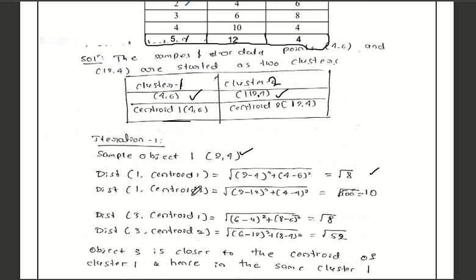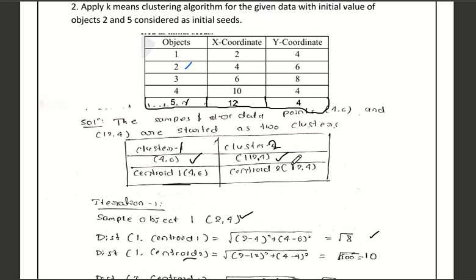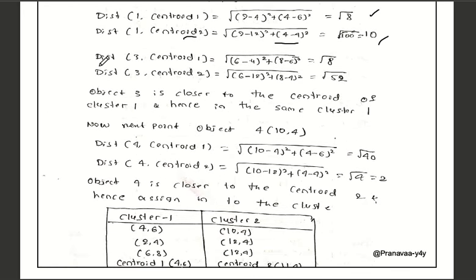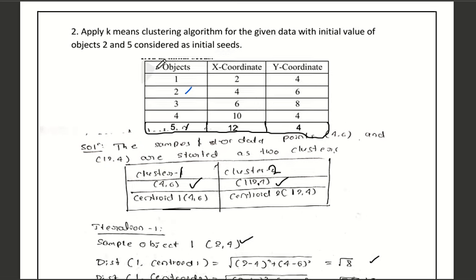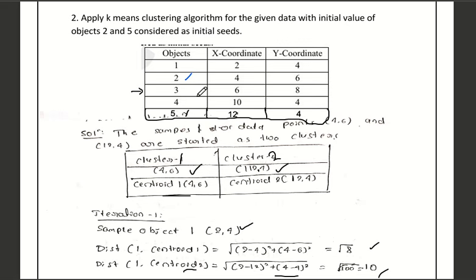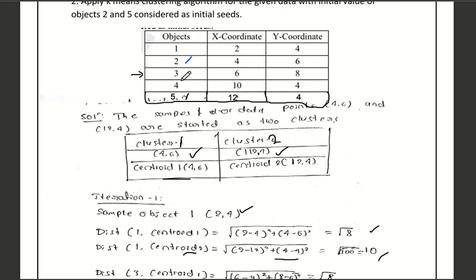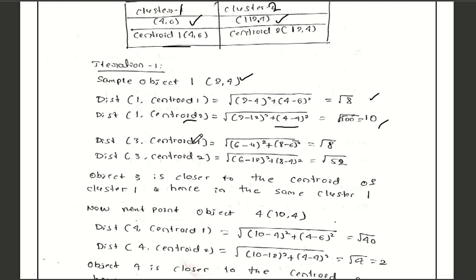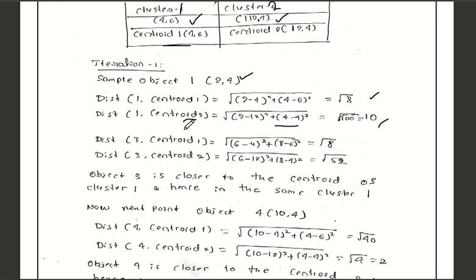Similarly for centroid 2, that is 12 comma 4, you need to do the same: 2 minus 12 whole square plus 4 minus 4 whole square, as I have written here. Again we get the value 10. For object 3, 2 is an initial seed so we are not taking that. Like that, you need to take 3, then 4, and 3 and 4. 5 is also not taken because it is an initial seed. With centroid 1 and centroid 2, you need to solve like that.